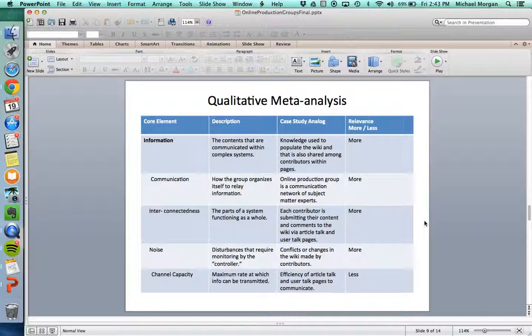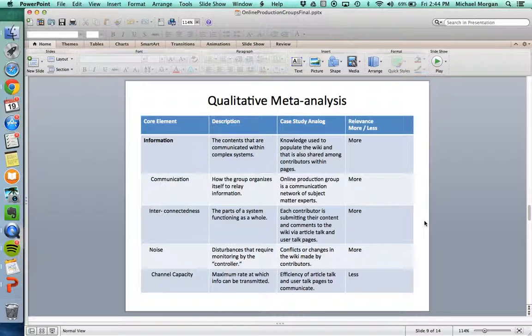Interconnectedness. Interconnectedness is the parts of a system functioning as a whole. What's implied in this is that there's a well-defined boundary between the system and its surroundings, and the things within the system are dependent on one another to function. The analog here for interconnectedness is that there's a dependency, if you think about a wiki article, for contributors to add their parts of the article in order to complete it. Each contributor is submitting their content and their comments to these pages, the article talk and user talk pages, in order to ultimately produce a quality product. And if one contributor is not doing their part, the goal itself can't be fulfilled.